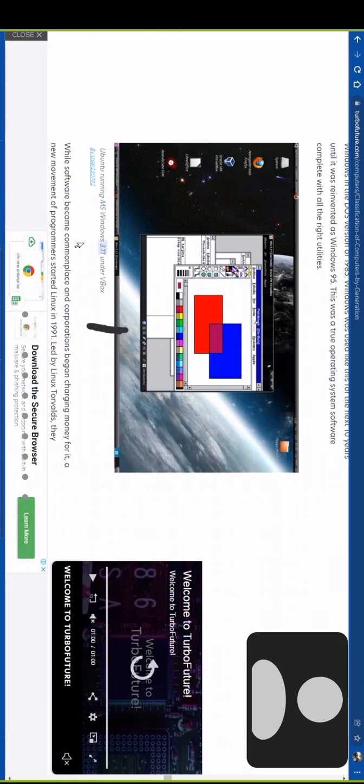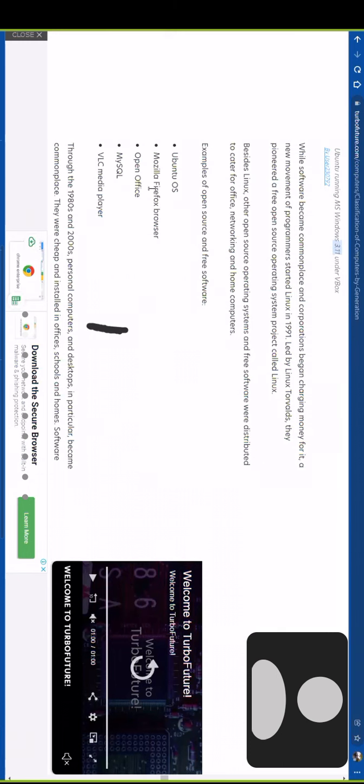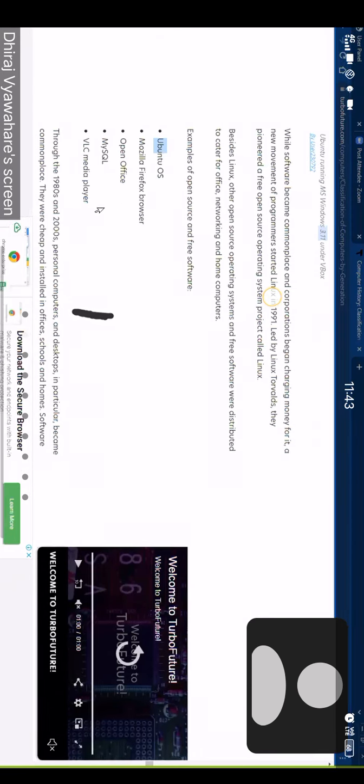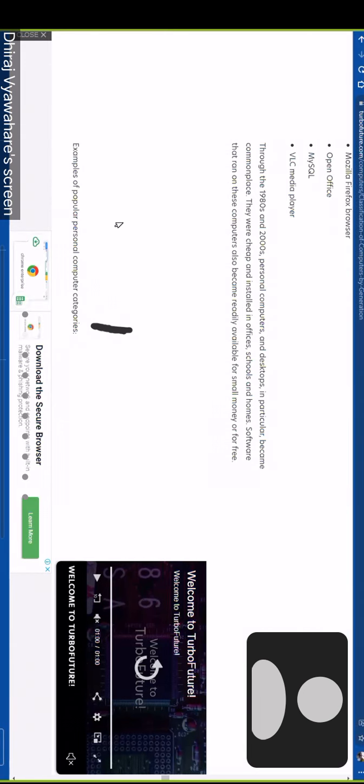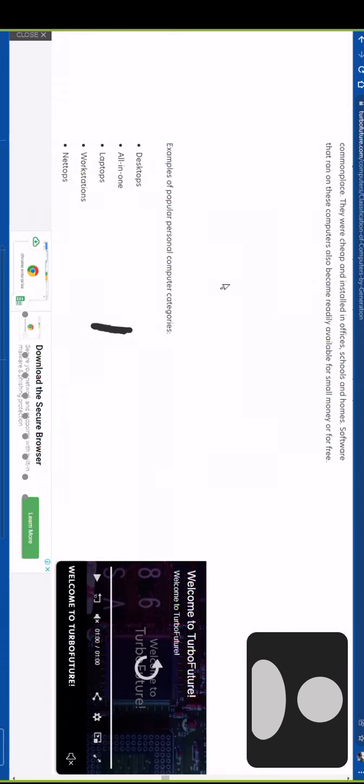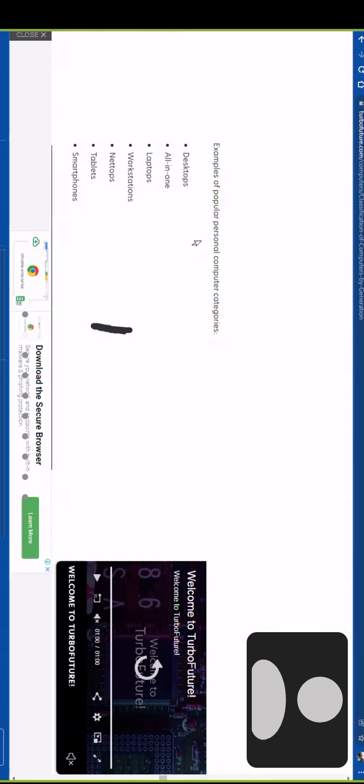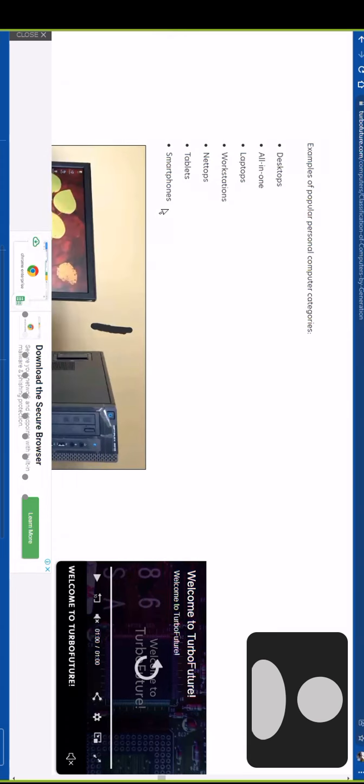Different operating systems and browsers came into existence. Mozilla Firefox, OpenOffice, MySQL, VLC Media Player. Small but very interesting multimedia contents were introduced with this personal computer. So these are the examples of the popular personal computer category, as we call it a desktop, somebody calls it all-in-one, somebody calls it laptop, workstations, laptops, tablets, smartphones.